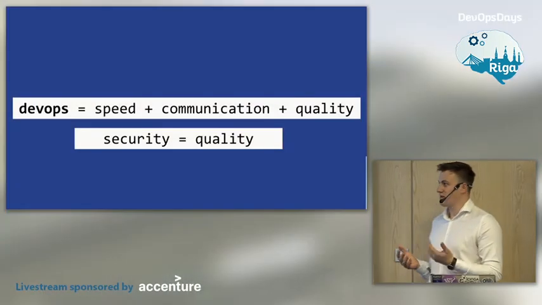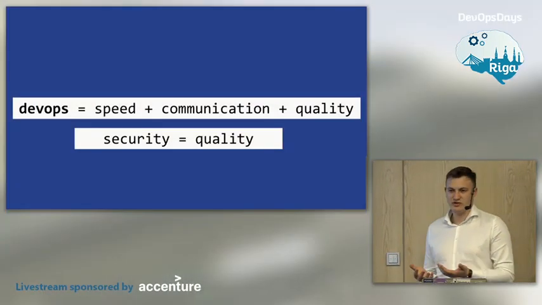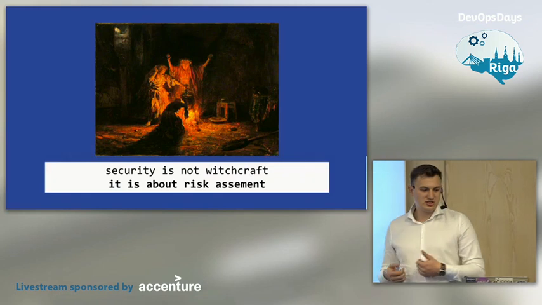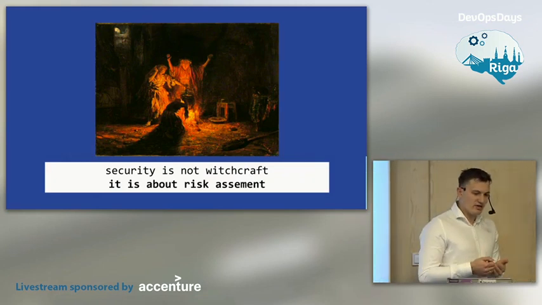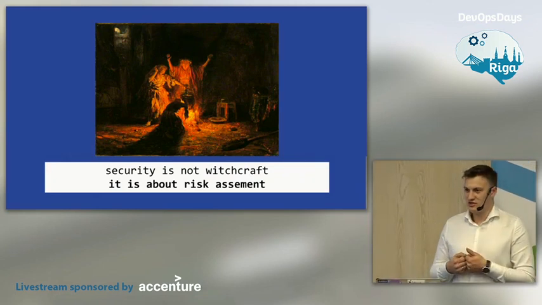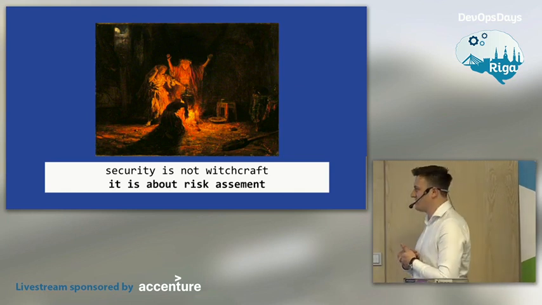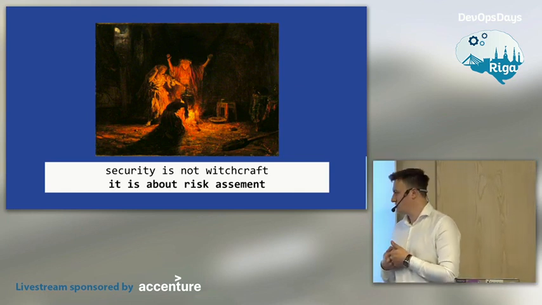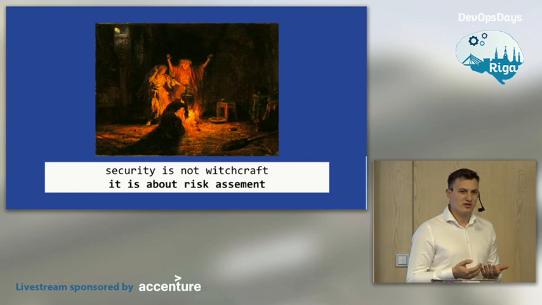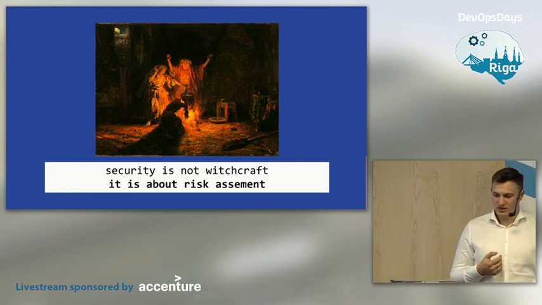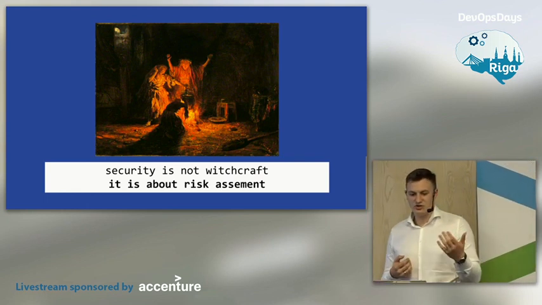There are many definitions of DevOps today, but from my side, DevOps is speed plus communication plus quality, and security is in general in-depth quality. And this quality is not witchcraft, it's not magic, it's about risk assessment and finding the most important risks that we need to address first.